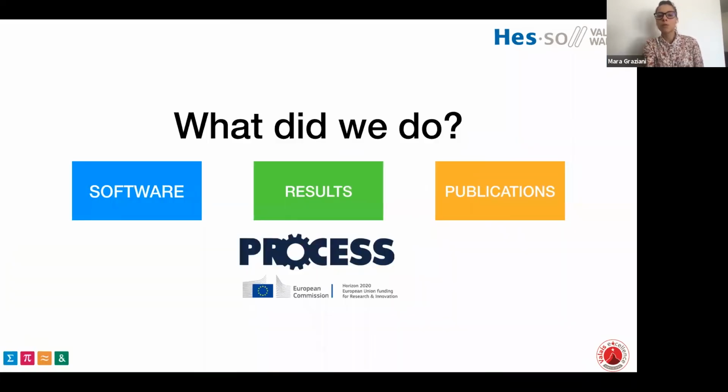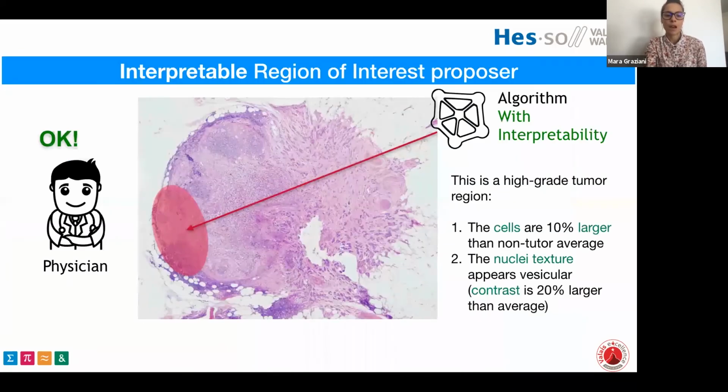So concretely, what did we do? What did we develop, and what kind of results and publications did we have as an outcome of the project? We came up with this goal. We wanted to develop a region proposer that could meet the requirements, obviously, of efficiency, portability, and modularity that I just talked about. And we wanted at the same time to be able to explain the decisions in a human-friendly way that could be directly understood and proposed to pathologists.